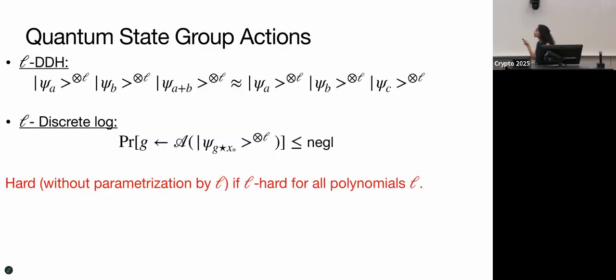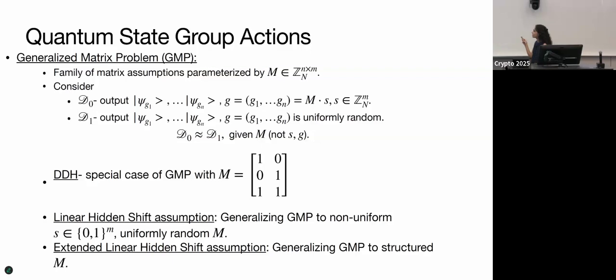Also, if we generalize this assumption to non-uniform secrets, so some secrets that are binary but with some high min entropy, then we get something called the linear hidden shift assumption. This has been used to build proofs of quantumness. I won't go into more detail. And if we also generalize GMP to a structured matrix, then we get something called the extended linear hidden shift assumption.